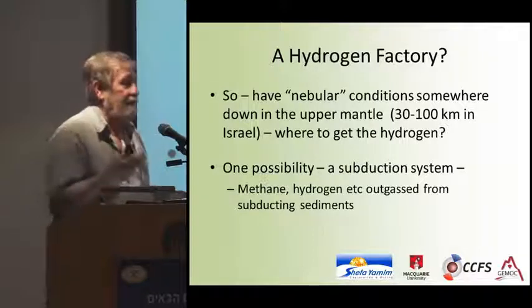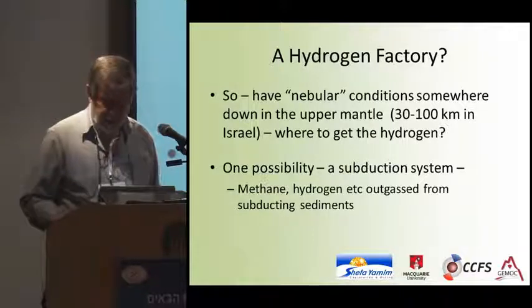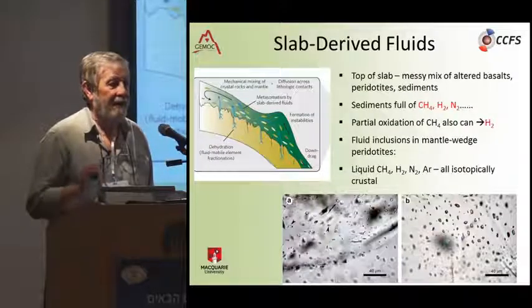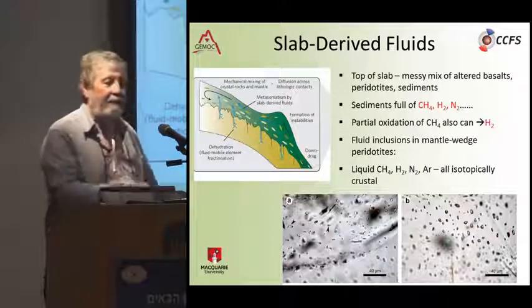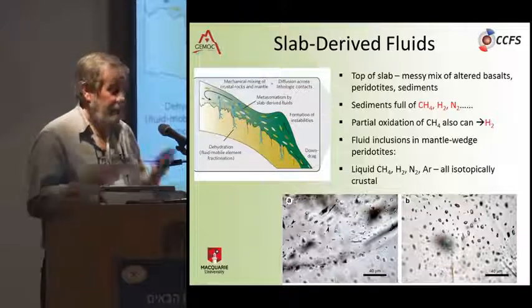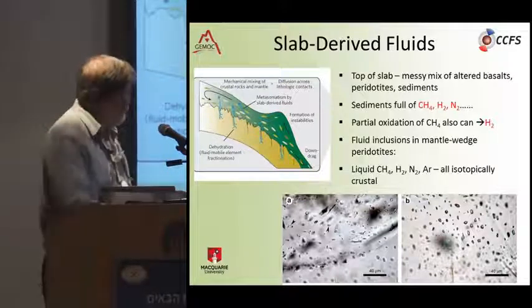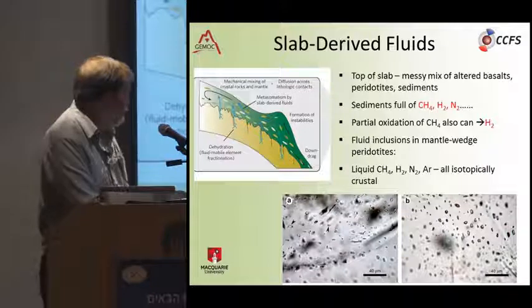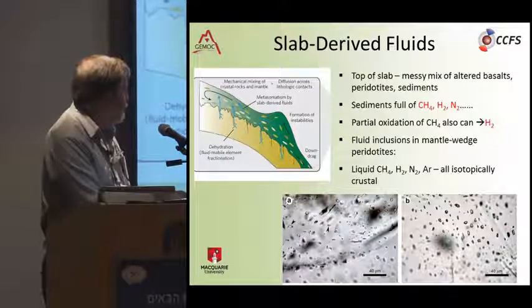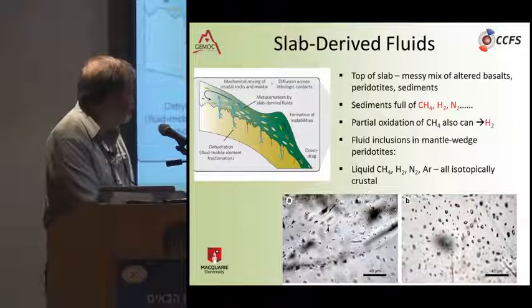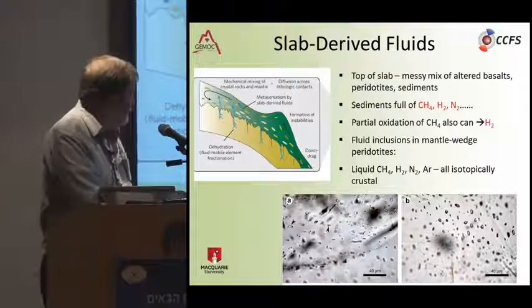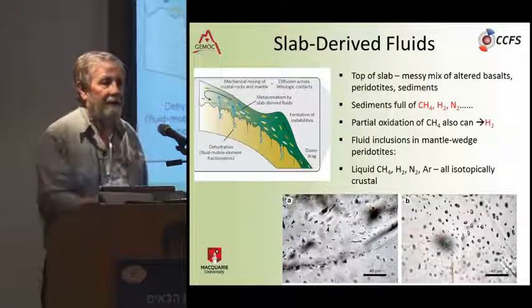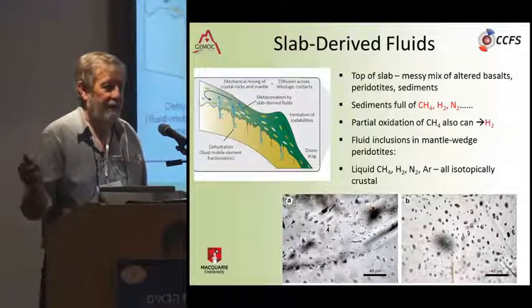Now, one possibility is a subduction system, because the subduction system works very well in terms of generating methane, hydrogen, and so forth, because you've got sediments which are being subducted, they're being degassed, and you can actually generate a lot of methane. And the evidence is actually there in fluid inclusions in mantle wedge peridotites. They're liquid methane, hydrogen, nitrogen, argon, etc. But all of those interesting things are isotopically crustally derived. So you can say, okay, these are coming out of the sediments.